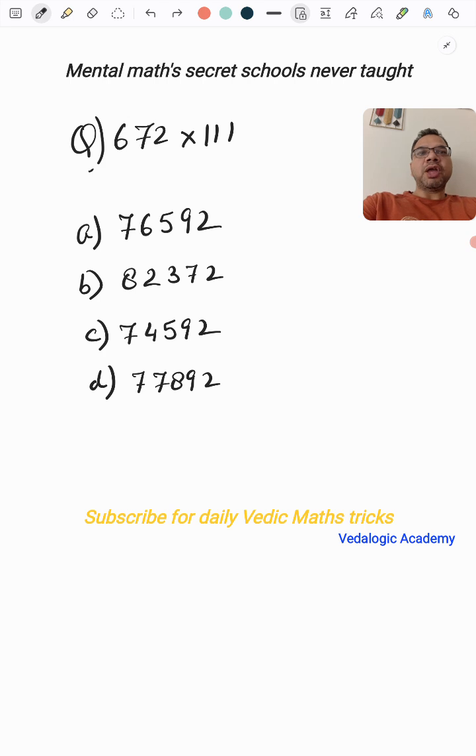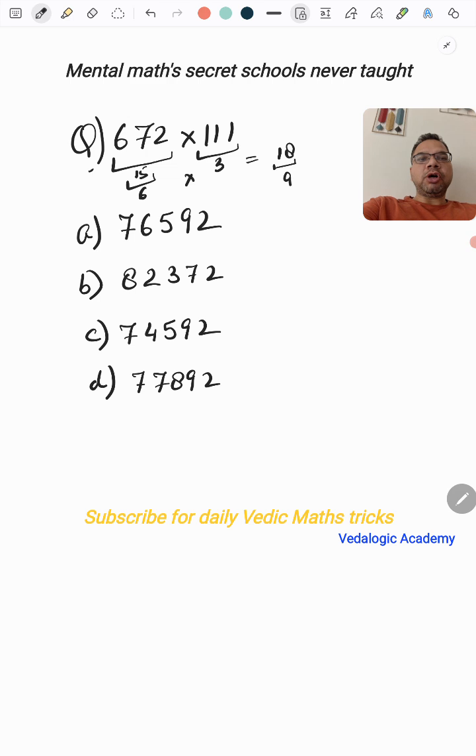So let's see. For 672, the sum is 6 plus 7 is 13, 13 plus 2 is 15, which is again a double digit number, so I can say the sum is 6. Similarly for 111, the sum is 3: 1 plus 1 plus 1 is 3. Since we are going to multiply these, we get 18, and the sum of these digits is 8 plus 1, which is 9. So for any of the options below, if the sum is not 9, we are going to eliminate that option.